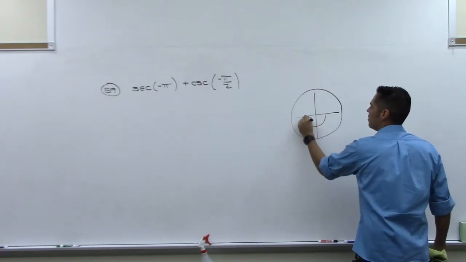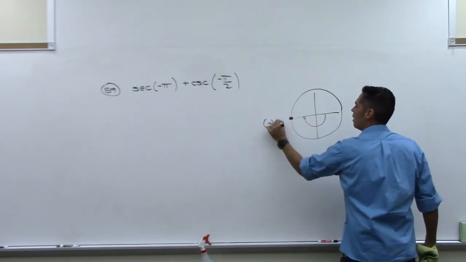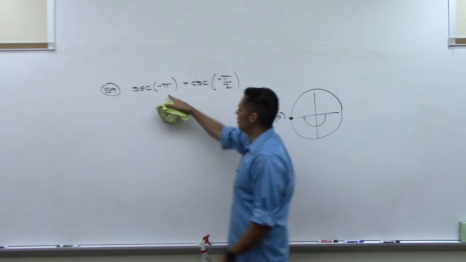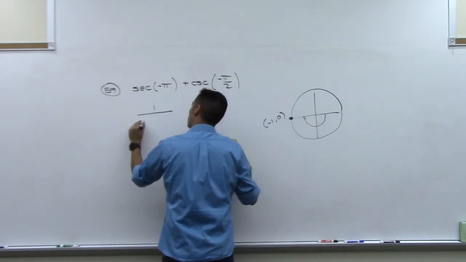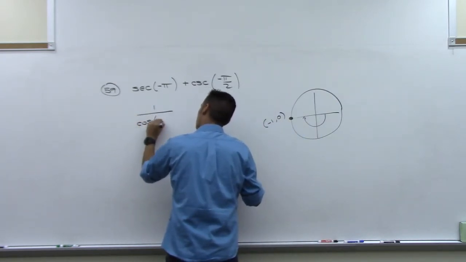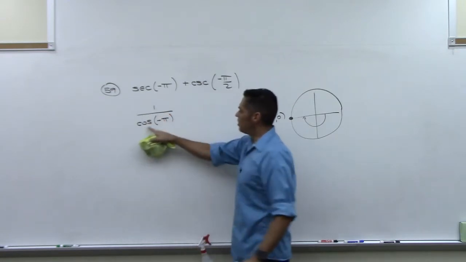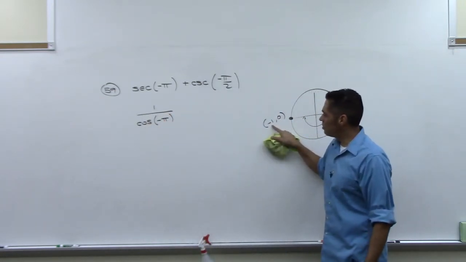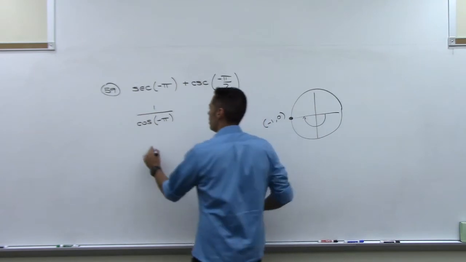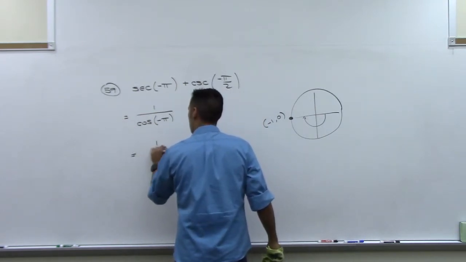Negative pi is here, so we're talking about this point again. And secant is the same as 1 over cosine. So this is the same as 1 over cosine of negative pi. And cosine of negative pi is the x coordinate, so this is just going to be 1 over negative 1.